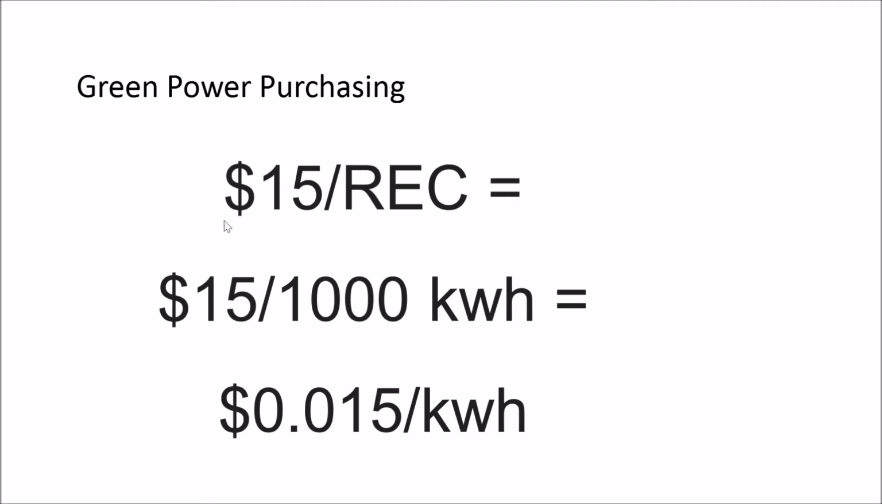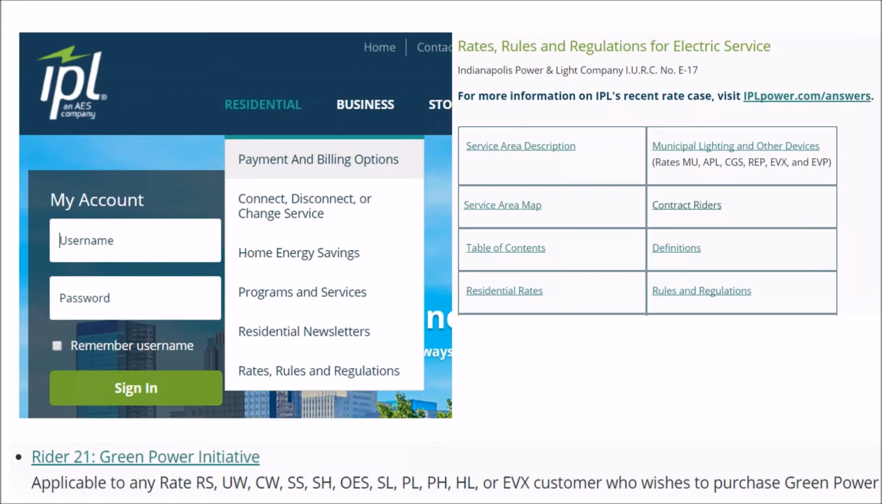The question is, well, how do we get there? Well, before we get to that point, let's shop around a minute. So here we are on Indianapolis Power and Light's website. And if we go in, where you find the value of the RECs is you go into the riders. So here we go into the rates, rules, and regulations. And we go into their regulations, and then we pull up their residential rates or their rules and regulations. But where we're probably going to find it for this one is in contract riders.